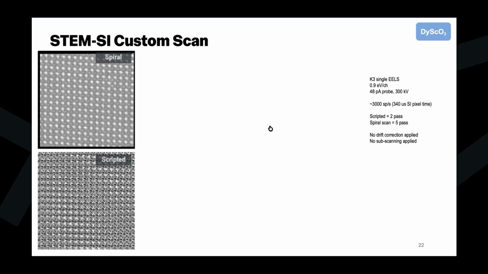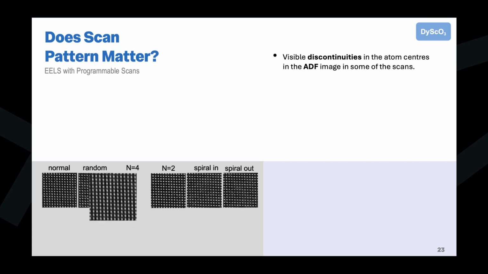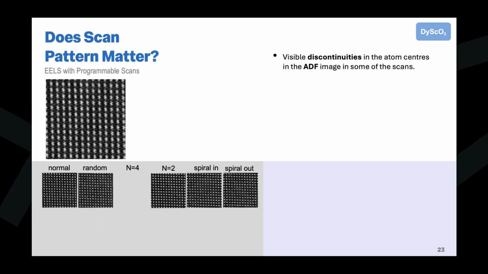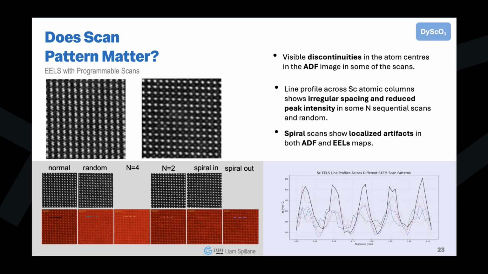So if we go to the next slide. Because this is all relatively new with the electron beam, we want to test how the different scan patterns affect the ADF signal as well as spectroscopy. So we did this test. We chose DSO as a base to benchmark these interactions, and we did it across different scan patterns. So we have normal, random scan, skipping pixels and sequential, and different spirals.